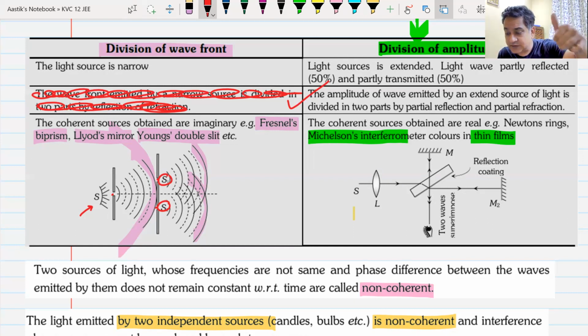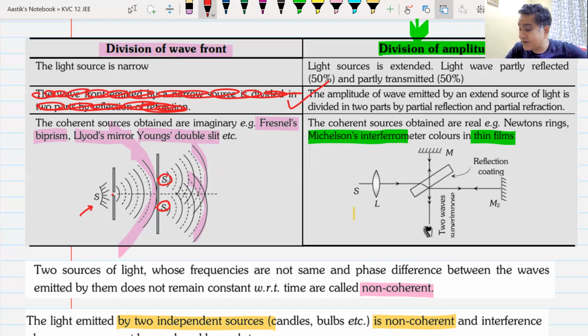So in division of wavefront, one wavefront will fall and you will have two. You can call it mother wavefront, and you can call these two wavefronts daughter wavefronts. Mother wavefront, daughter wavefront. Do we understand this? Mother and daughter. Yes, sir.